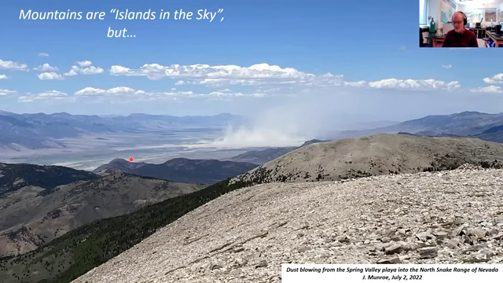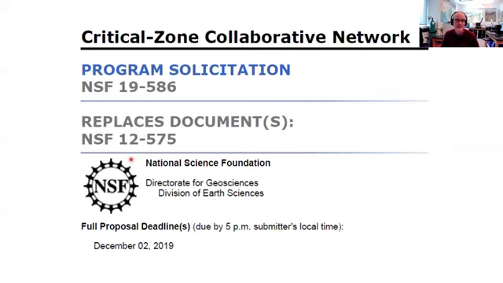the critical zone in different places was really on my mind, particularly back in 2019 when the National Science Foundation released their call for what they were calling the Critical Zone Collaborative Network. Many of you probably read this. Some of you probably were involved in this.